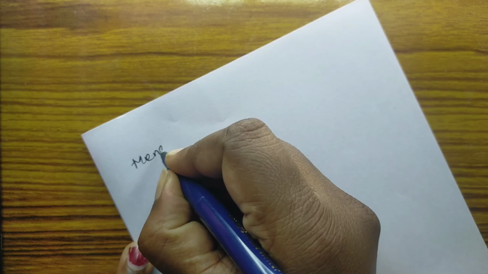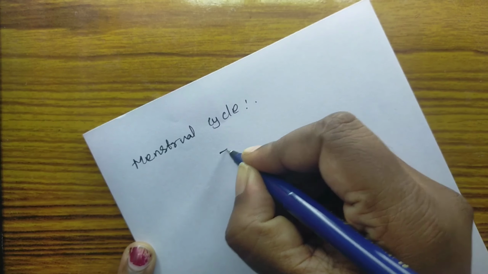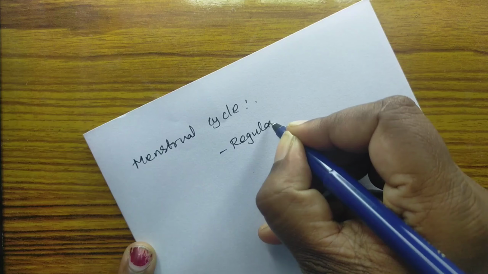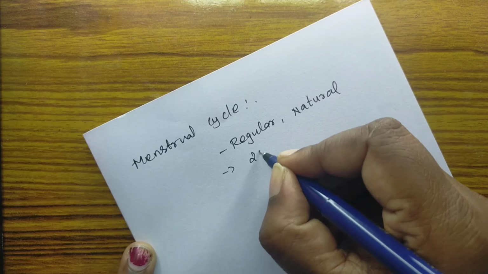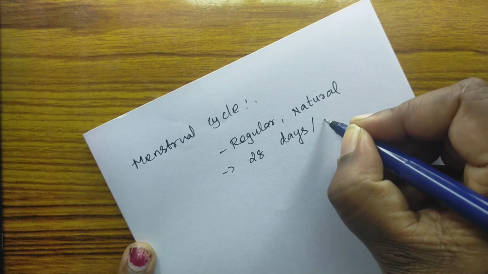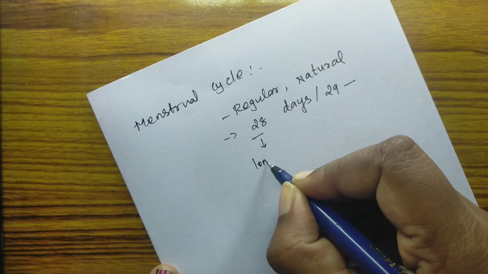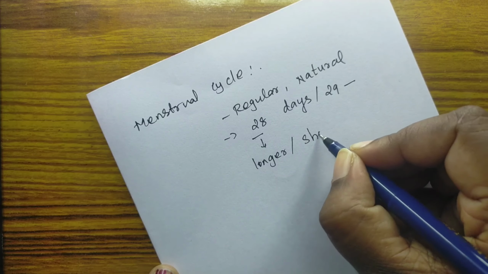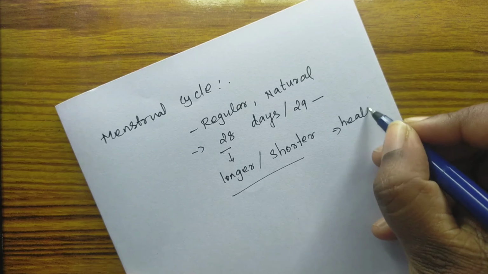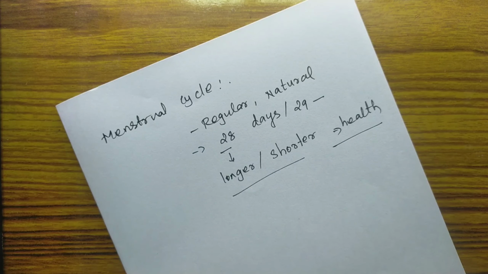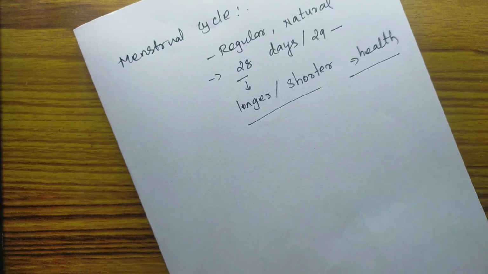So what is the menstrual cycle? The menstrual cycle is nothing but a regular, natural change that occurs once every 28 or 29 days. This 28 days may get longer or shorter according to the health condition of a female. So this is the menstrual cycle. This 28-day cycle is divided into 4 phases.